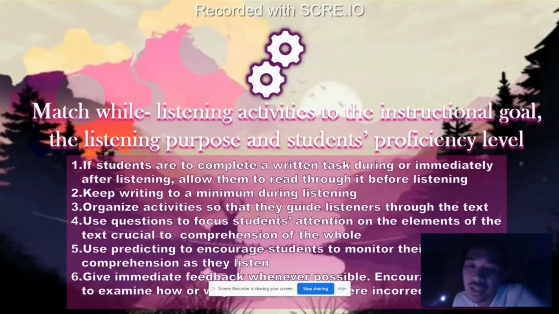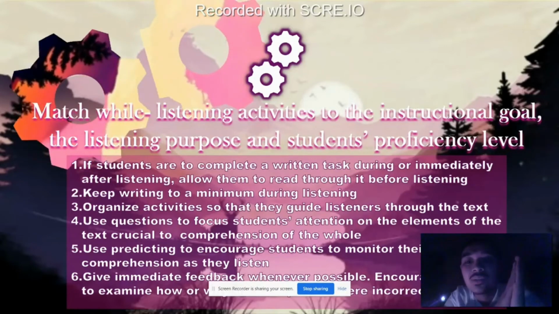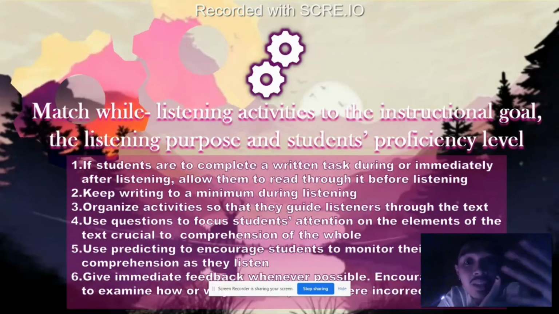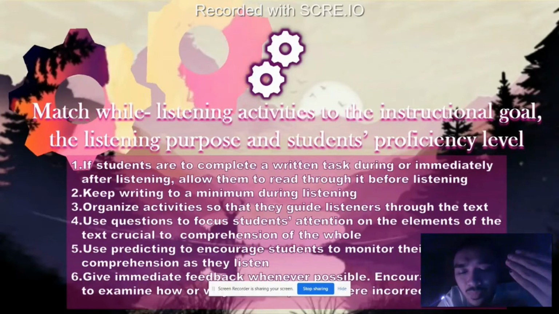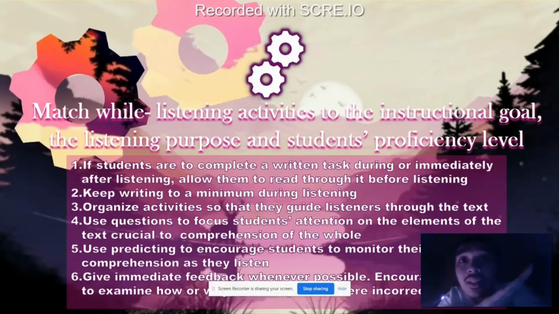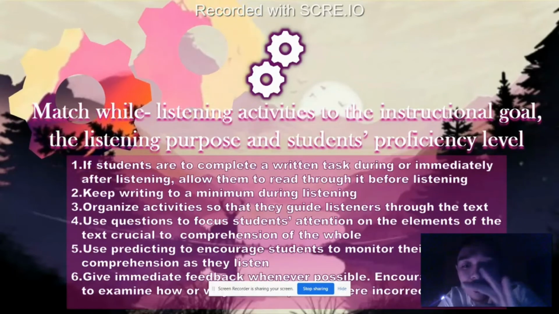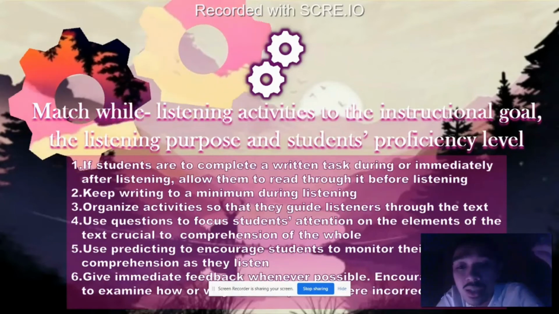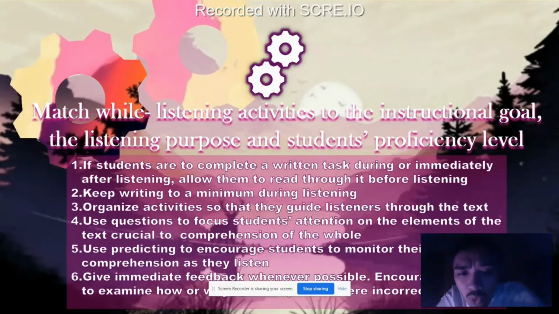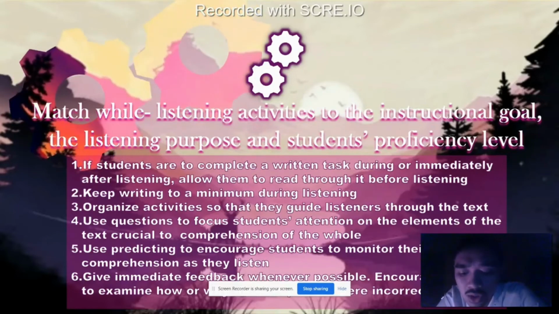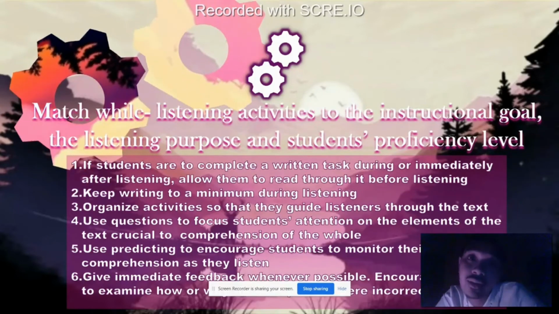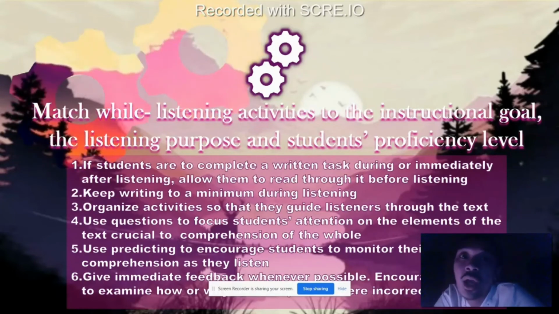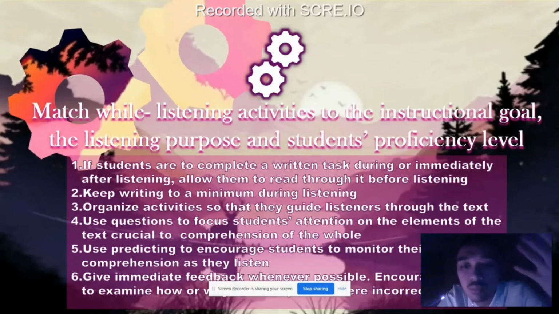Number three, organize activities so that they guide listeners through the text. This is done beforehand by the teachers, so that while the listeners are going through the text and taking it in by listening, we can organize activities and make sure that they are being prepared. By the end of the listening material, we can just go through the flow and do the activities.